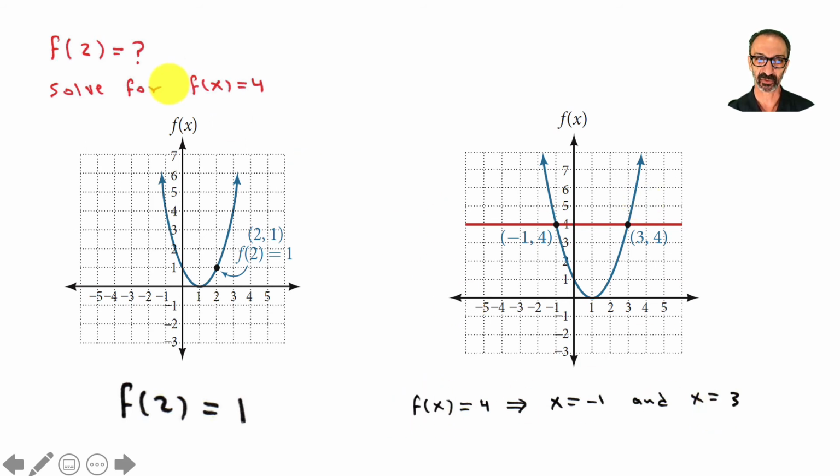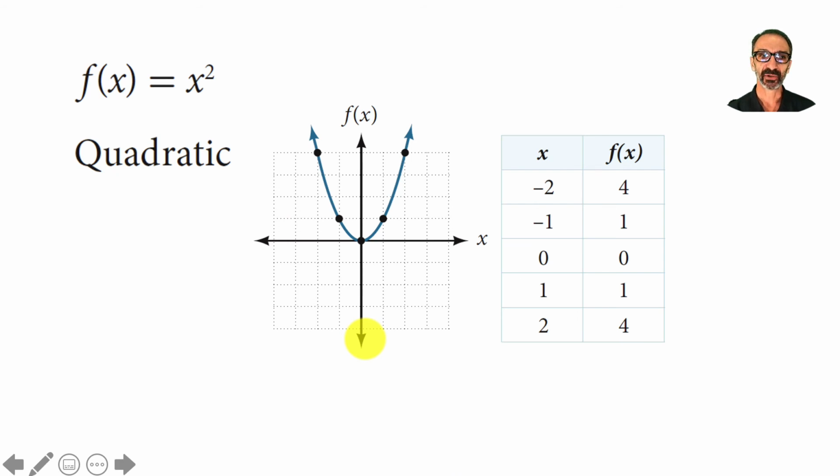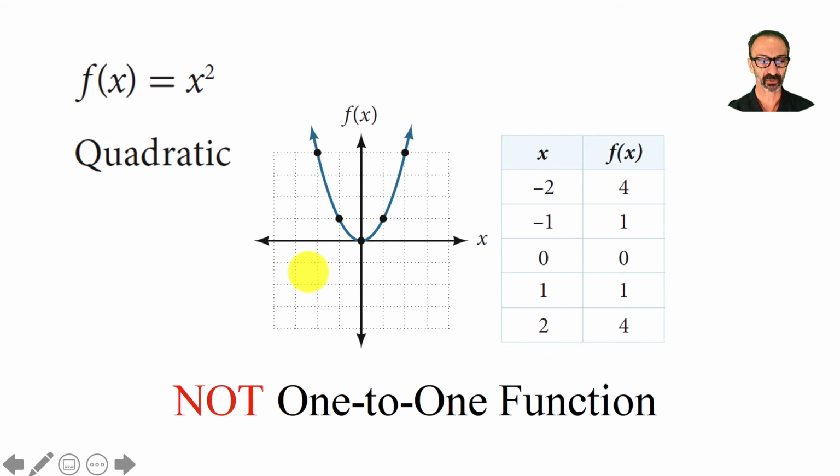That's speaking inverse mode. That's kind of like, you know, the output, you want to go back to the input. That's the horizontal line test. So if you want to switch this one, it's going to be a problem. 3 gives you 4 and -1 gives you 4. Switching it back, 4 will be going to -1 and 3, which is not a function. So this is not a one-to-one function. Quadratic functions are like this. We know that 2 takes me to 4, -2 takes me to 4, as you could see. Those are not one-to-one functions.